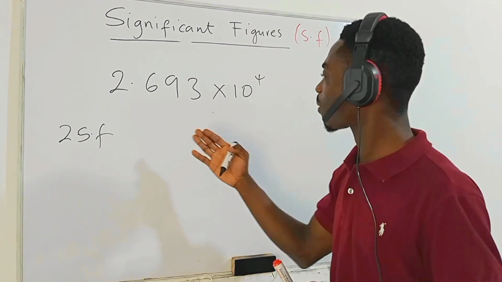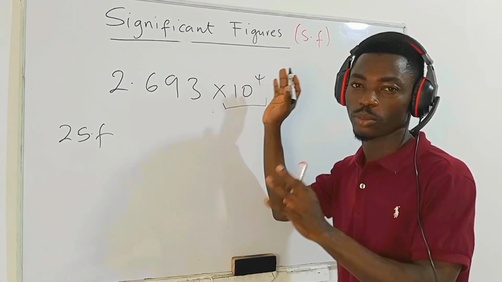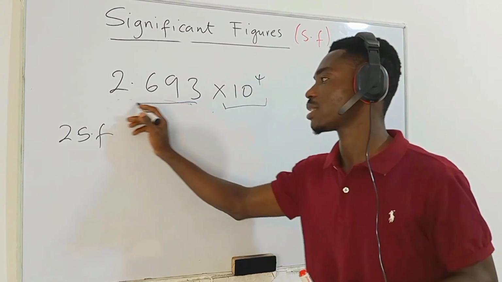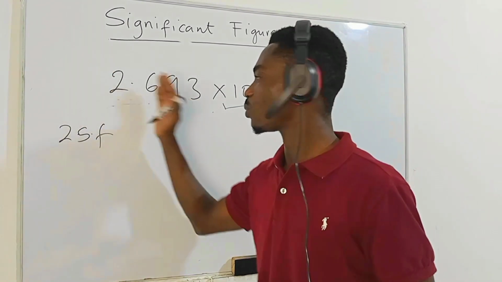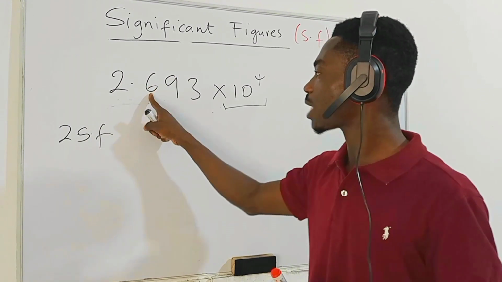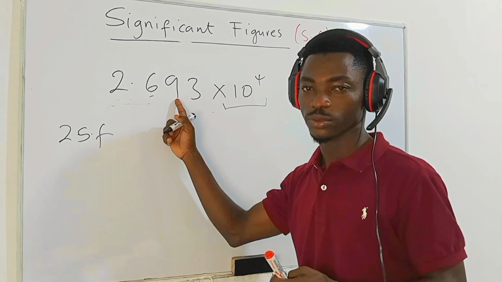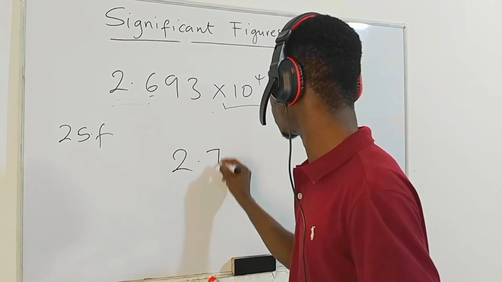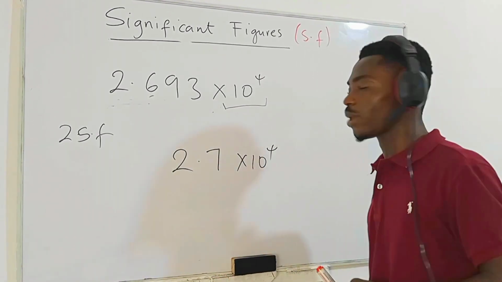Now to do this, of course, don't pay attention to the 10 to the power something. Don't pay attention to that, but just pay attention to these decimal numbers right here. Of course, with this, you start counting from left to right like we know already. So we have 1, 2. We just landed on this 6. The number next to the 6 is 9, more than 5. So we add 1 to this, making 2.7 times 10 to the power 4, and you are done.